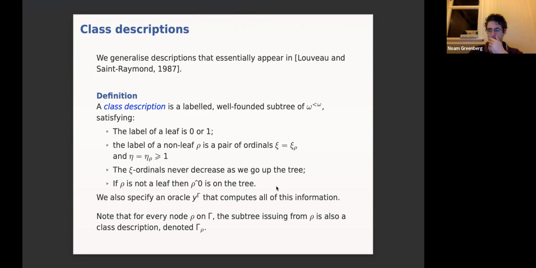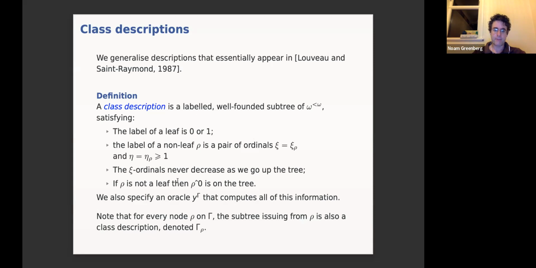So here I want to be precise and try to not lie at all. So here's a definition. What is a description of a Borel Wadge class? It is a labeled well-founded tree with the following properties. The label of a leaf is either 0 or 1. The label of a non-leaf is a pair of ordinals, xi and eta. As I go up the tree, the xi ordinals are not allowed to go down. They're only allowed to go up.